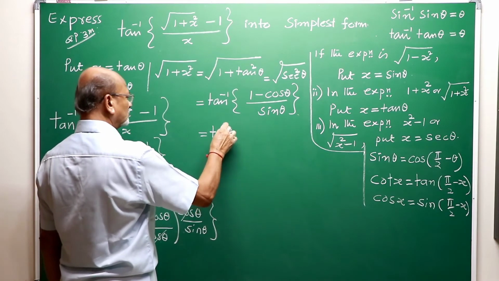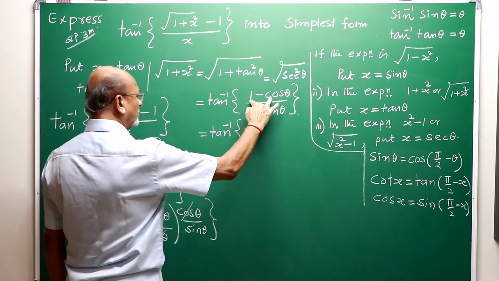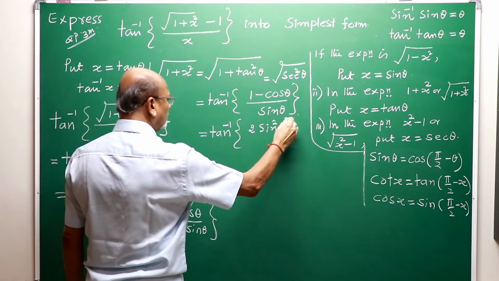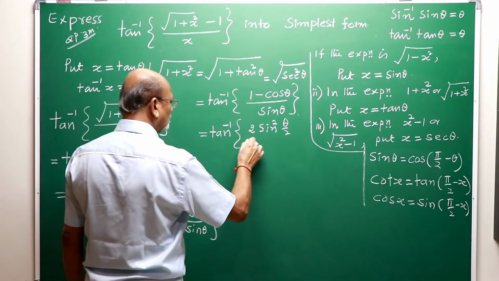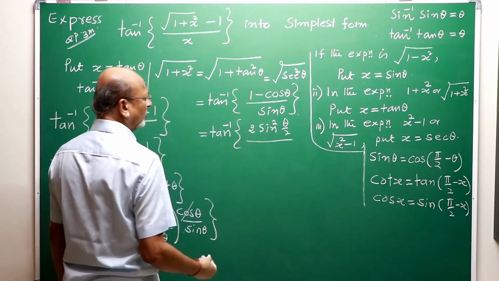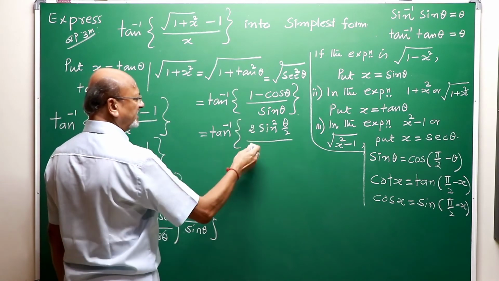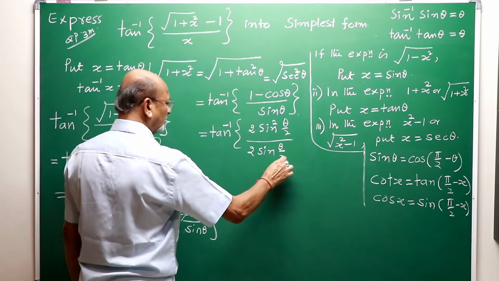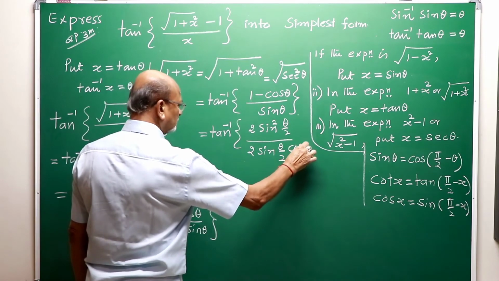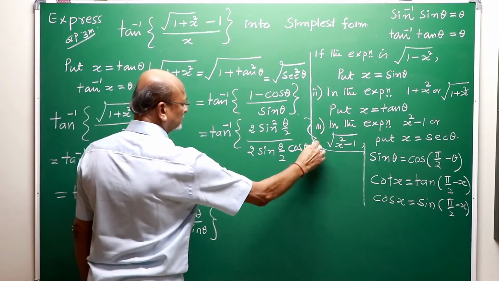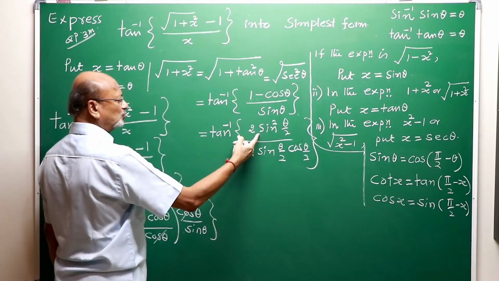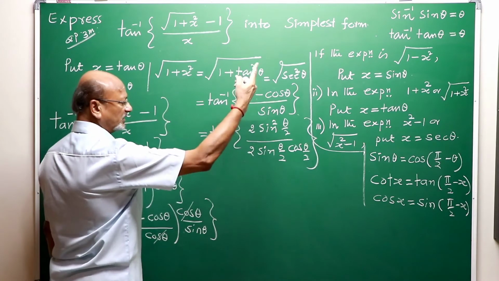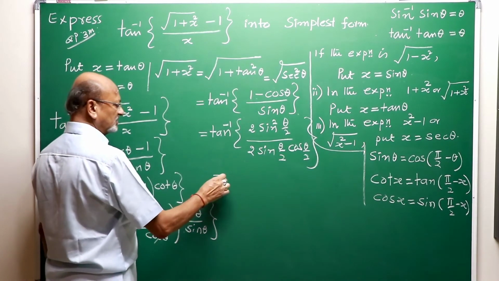Tan inverse. 1 minus cos means 2 sin square, half of the angle theta by 2. This is the half angle formula. Sin theta can be written as 2 times sin theta by 2 into cos theta by 2. Yes, my friends. 1 minus cos is 2 sin square theta by 2, and sin theta is 2 sin theta by 2 cos theta by 2. Explained earlier. Simplify.